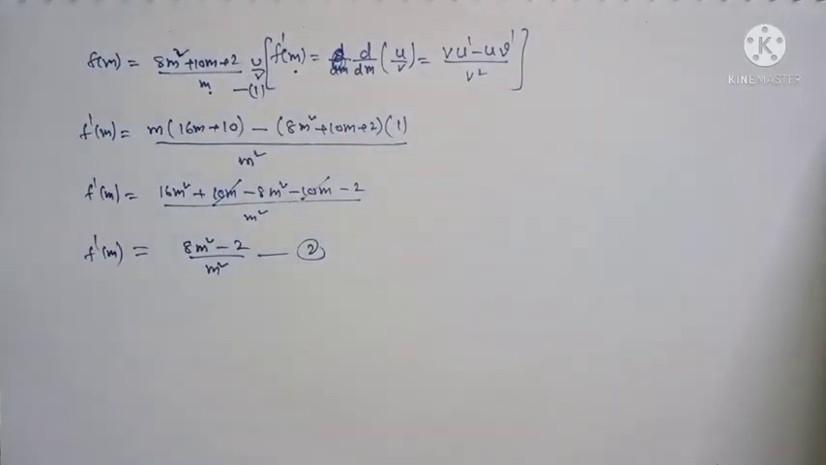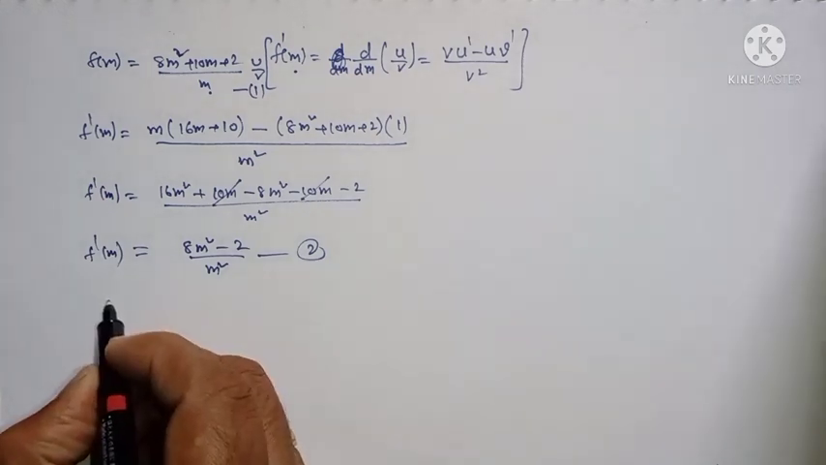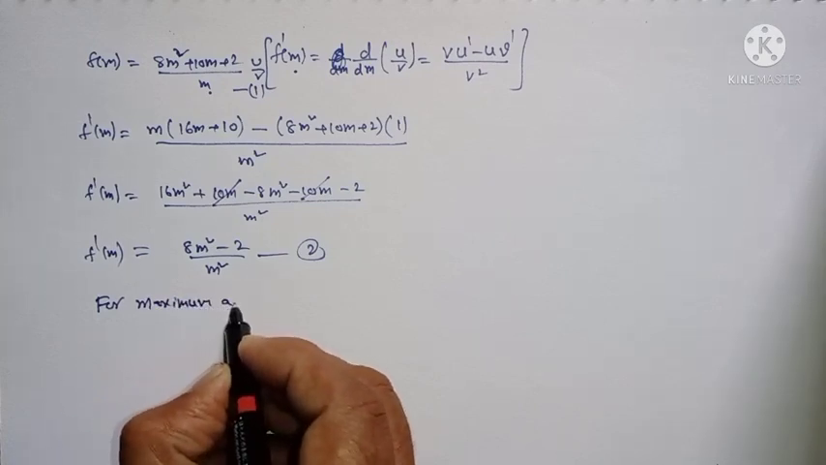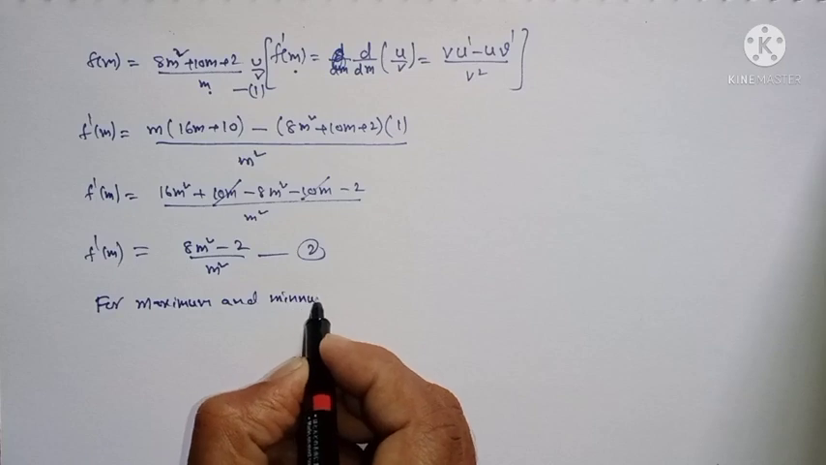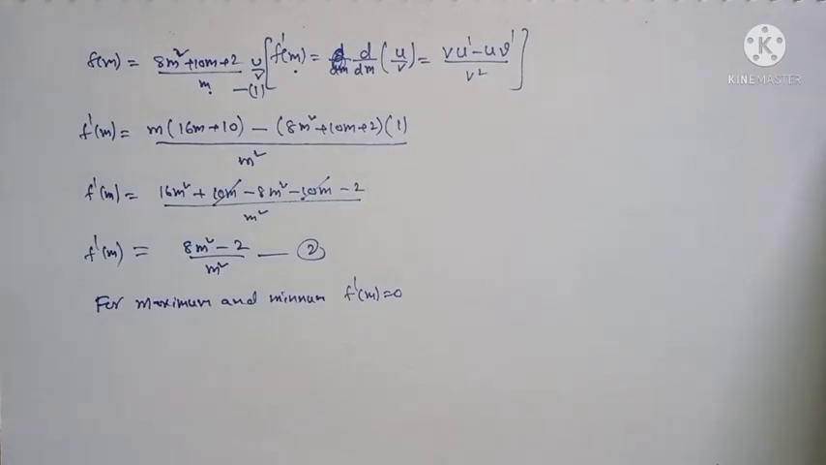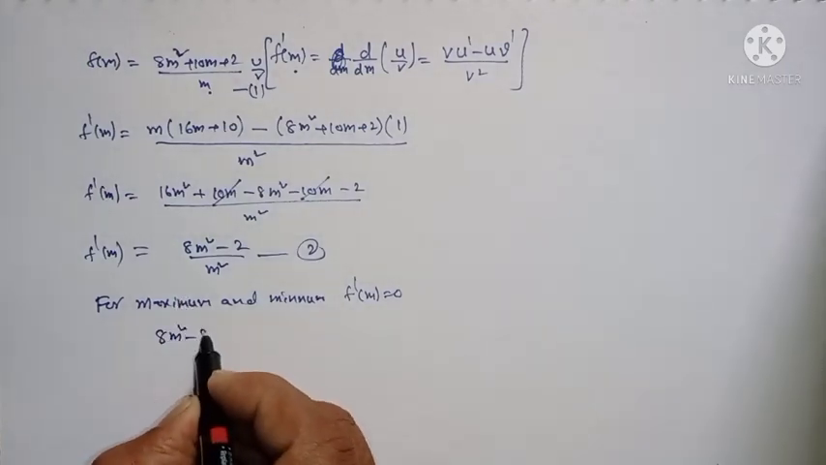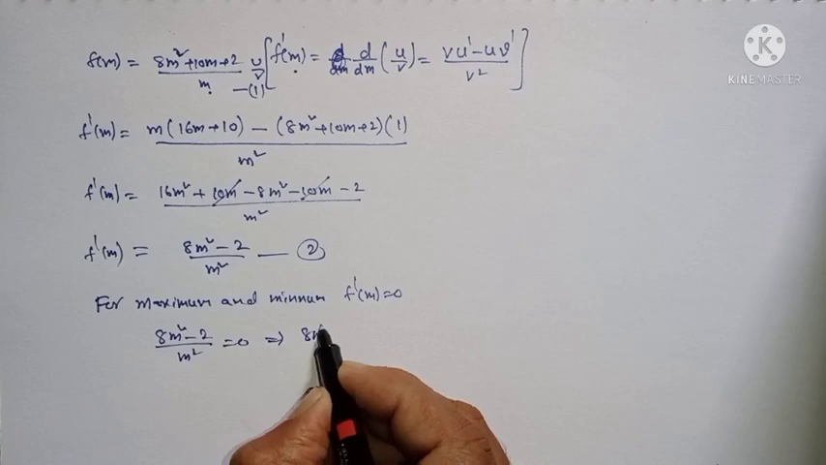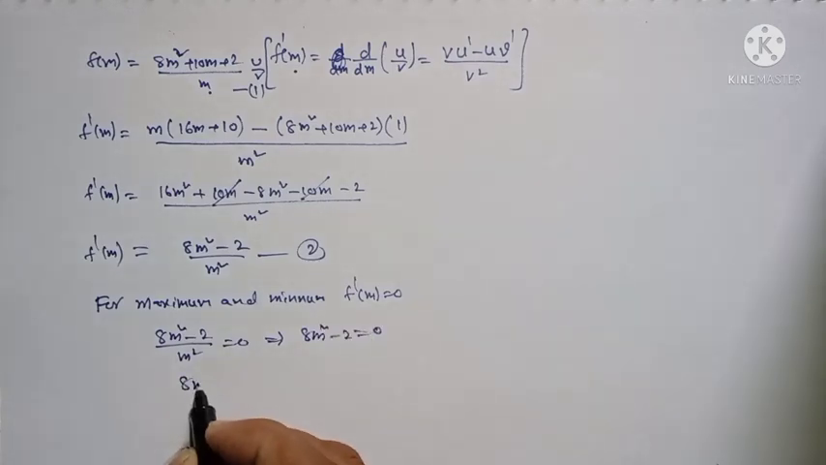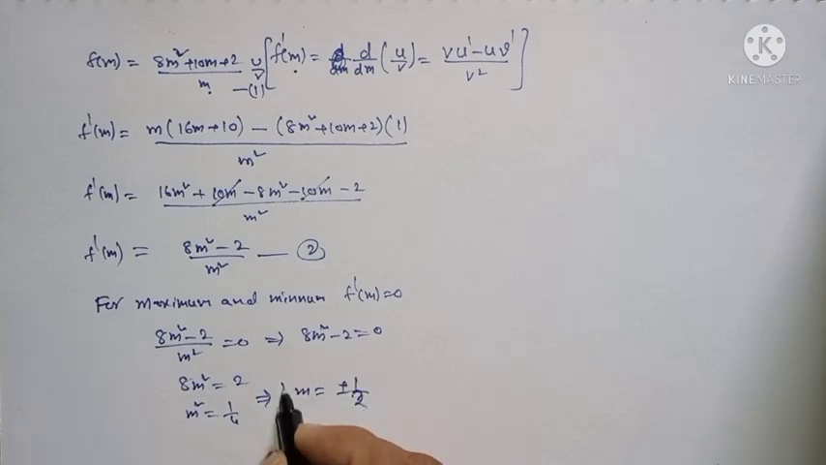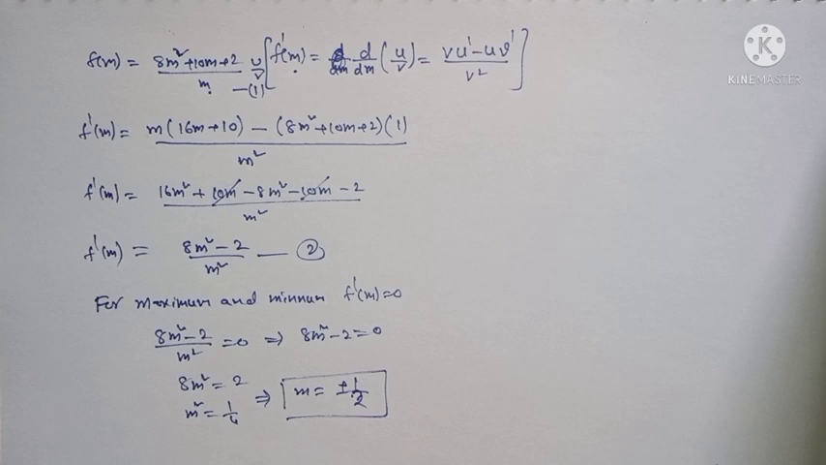For maximum and minimum, set f'(m) equal to 0 and find the m value. (8m² − 2)/m² = 0, or 8m² − 2 = 0, 8m² = 2, m² = 1/4, so m = ±1/2.